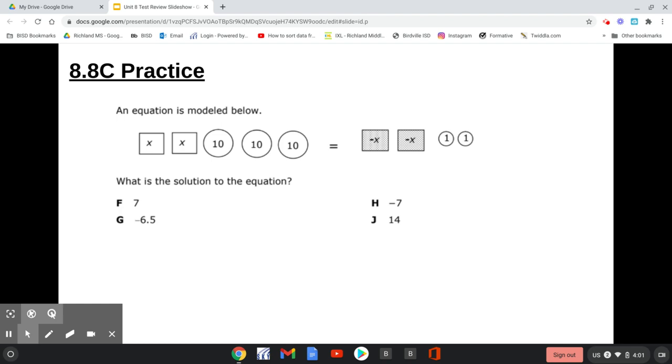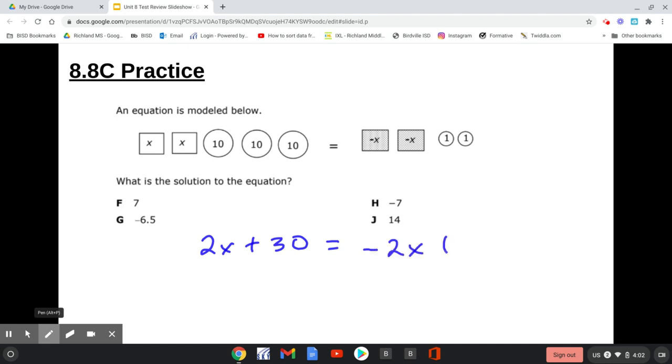Next one. Okay, we need to write this equation and then we need to solve it. No problem. So we have two x's with squares around them, so that gives us 2x. And then we have 10, 20, and 30. Plus 10, 20, 30 equals, and on this side we have 2 shaded with negative x's in there, so we have negative 2x plus 2.